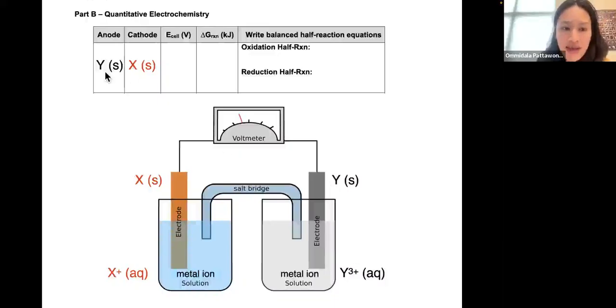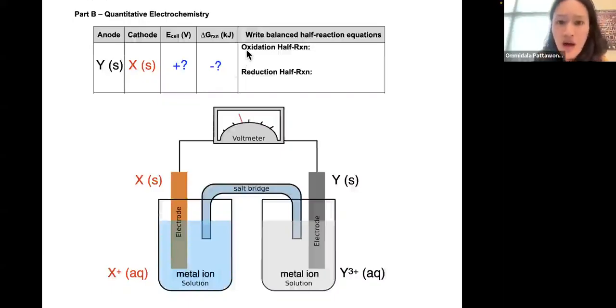Okay, so again, in order to write this out, you need to determine the correct anode and cathode. So that means your E cell has to be positive, right? So whatever gives you positive, you are going to record that accordingly. And the reason why I use Y as anode and X as cathode is because it gives me the positive cell. Okay, so according to your cell potential value, you should also get a negative value for the delta G as well, because this is a spontaneous redox reaction.